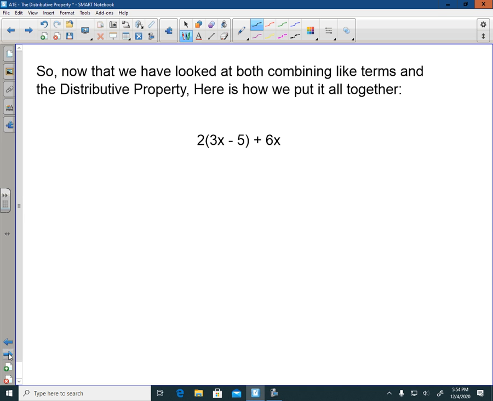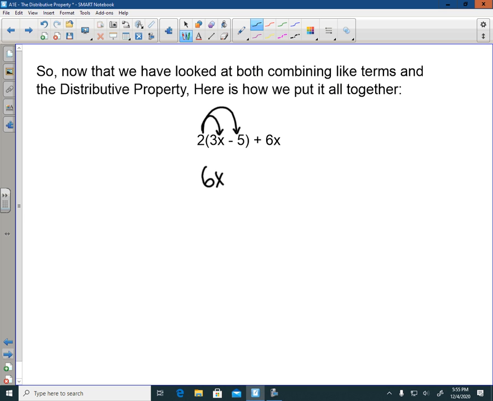When we look inside the parentheses, we see that we do not have like terms. 3x and negative 5 are not like terms. And so in order to get rid of those parentheses, we're going to have to use the distributive property. So we're going to take this 2 and distribute it onto the 3x. What is 2 times 3x? Well, it's 6x. And then make sure you do the second term as well.